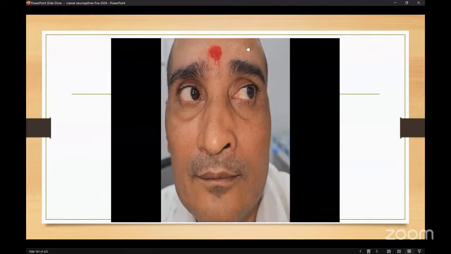Can anybody tell the localization? Somebody has correctly identified the patient has a right seventh because of infrequent blinking of the right eye. The patient also has a right eighth because he tried to demonstrate there is decreased hearing on the right side. And what kind of nystagmus was this? This was a Bruns nystagmus, isn't it?